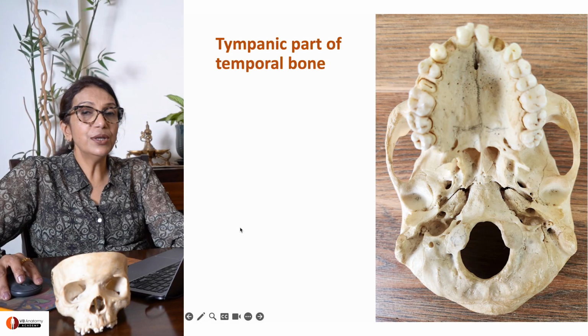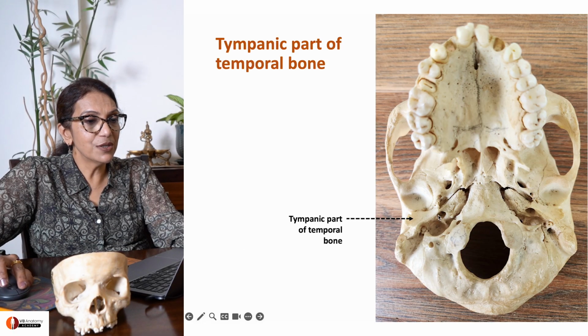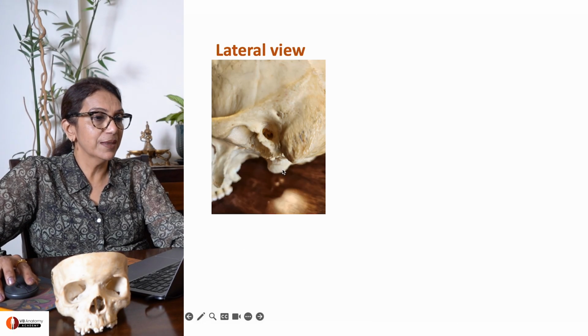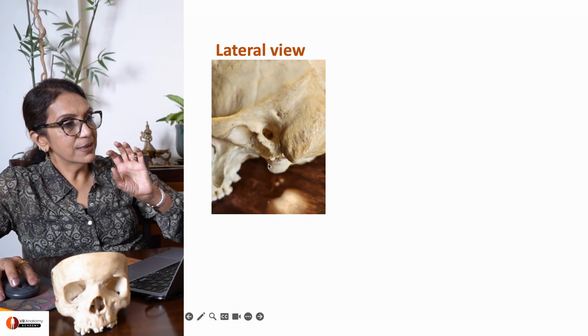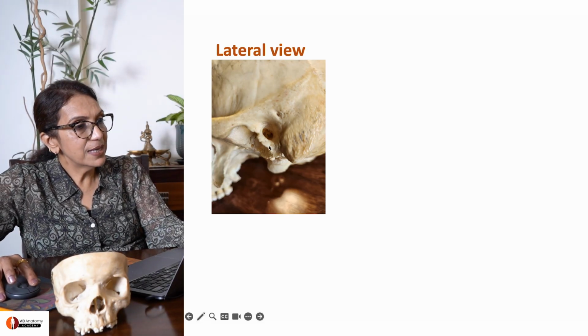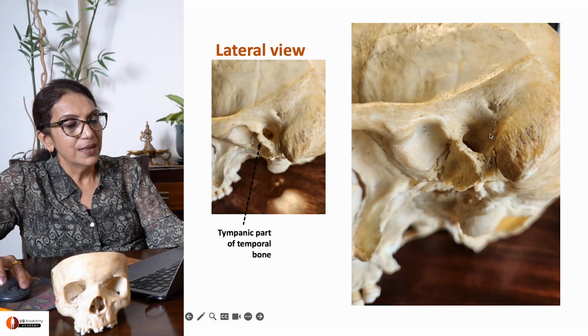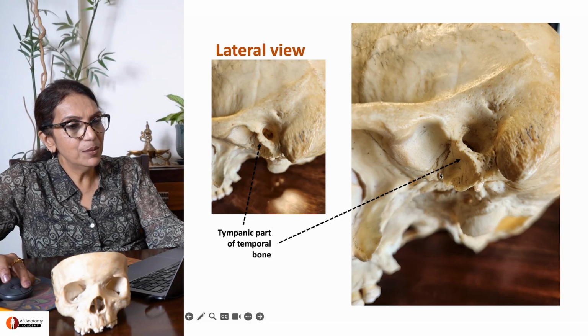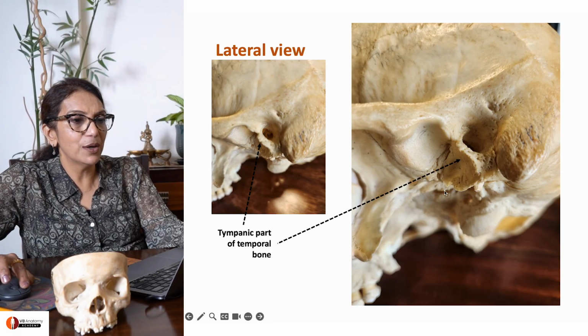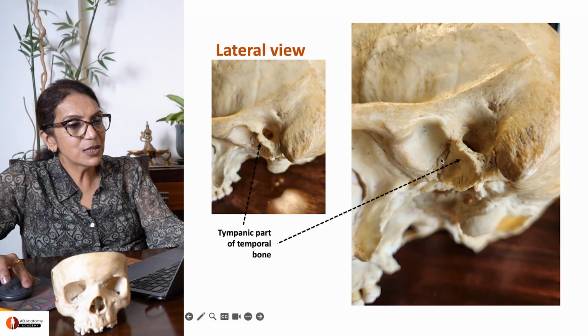Right. Let's come to the tympanic part of temporal bone, which is here. I'm looking at the skull from the side. You can see that this is the tympanic part of temporal bone. Zoom in. Now, this is your external acoustic meatus, and this somewhat quadrangular bone here is the tympanic part of temporal bone. You can see the squamotympanic fissure beautifully here.